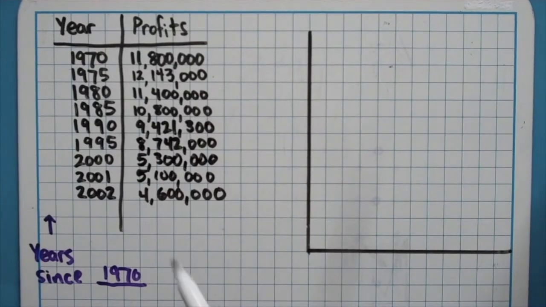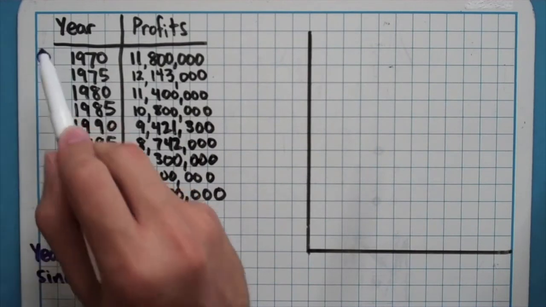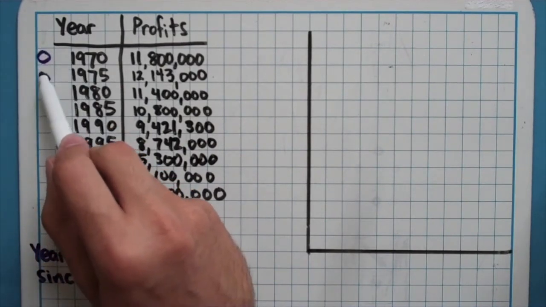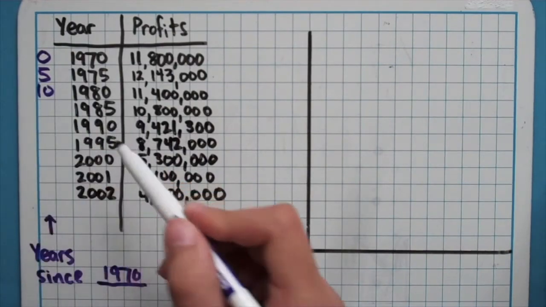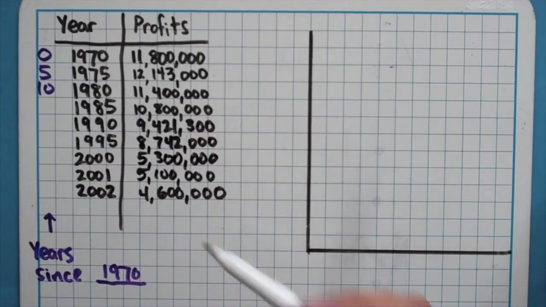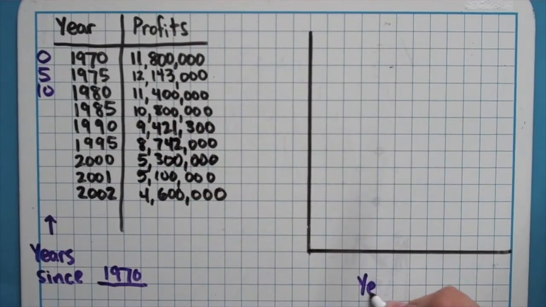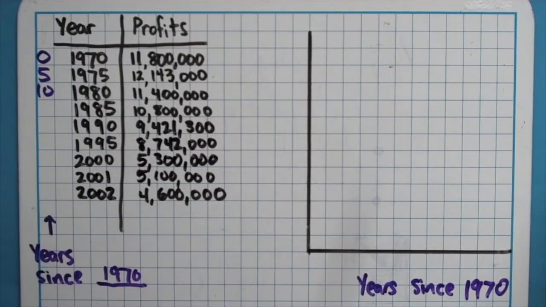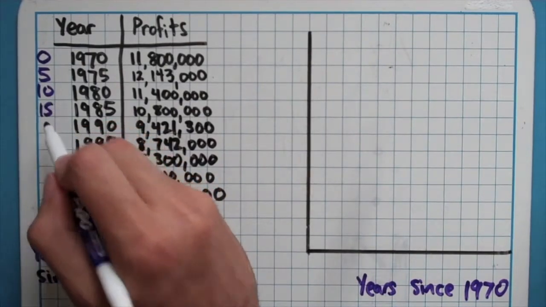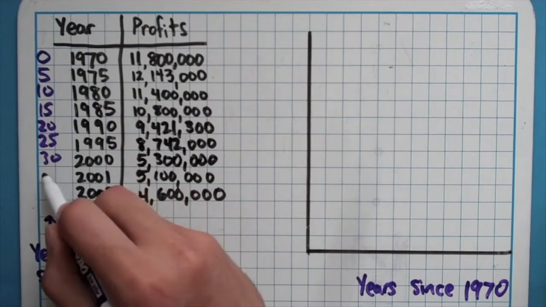So what's going to end up happening then if I do years since 1970? This is 0 years since 1970. 1975 is 5 years since 1970. 1980 is going to be 10 years since 1970, and so on. So instead of having these ugly big numbers, if I just call my X right here years since 1970, since my starting year, that allows me to use nice small numbers right here. So this would be 15, 20, 25, 30, 31, 32.